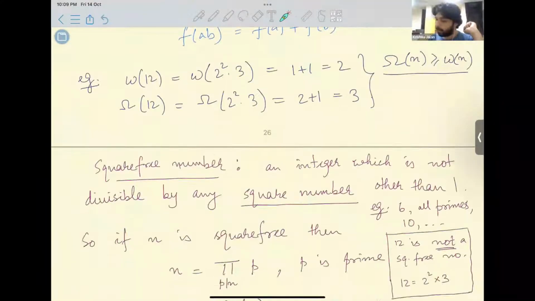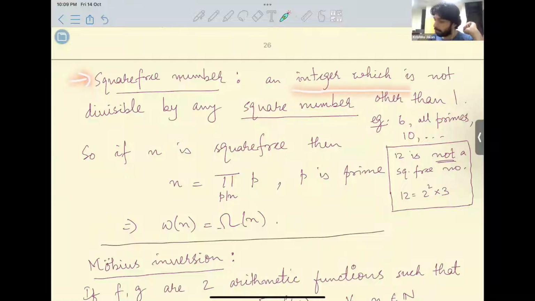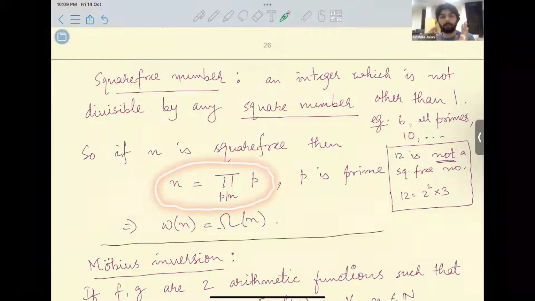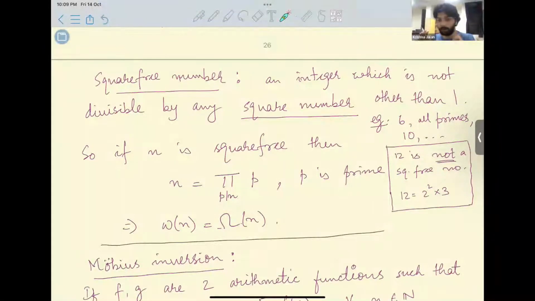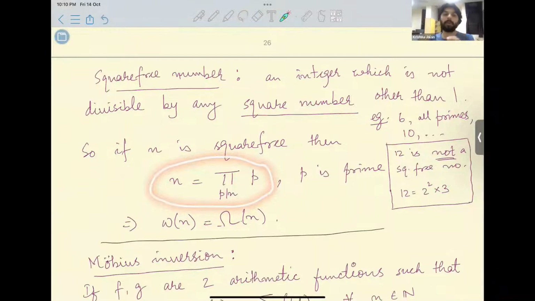And what is a square free number? I think I've already explained it. It's an integer which is not divisible by any square number. So 12 was divisible by 2 squared, so it's a non-square free number. Naturally, 6 is an example of a square free number. 10 is an example of a square free number. If you notice the pattern, n should be written as a product of primes each with power 1. Then such a number n is a square free number. If any prime is squared, it becomes a non-square free number. It's no longer square free. So this is an important property of square free numbers, or you can say it's the definition of square free numbers.